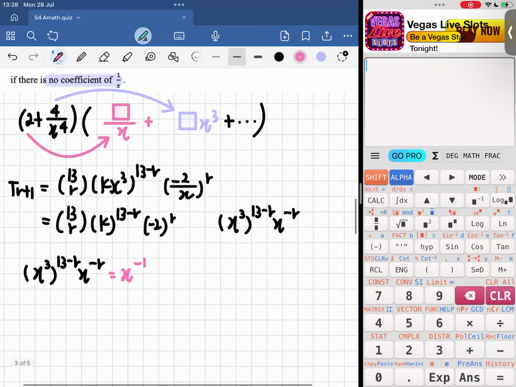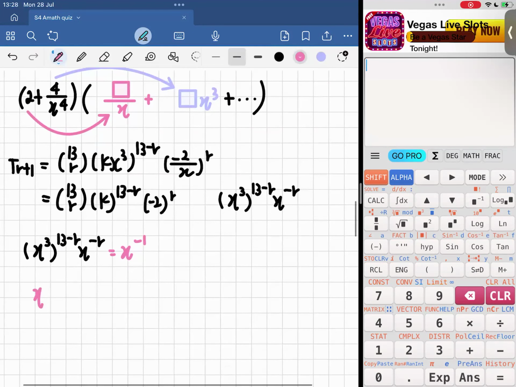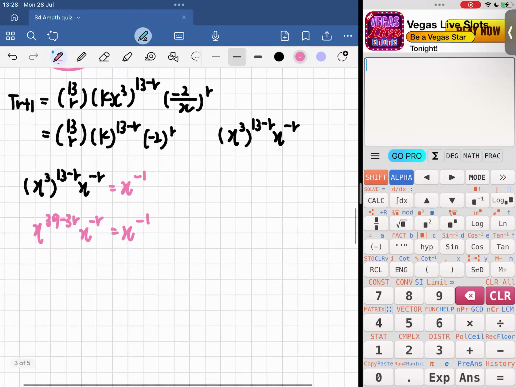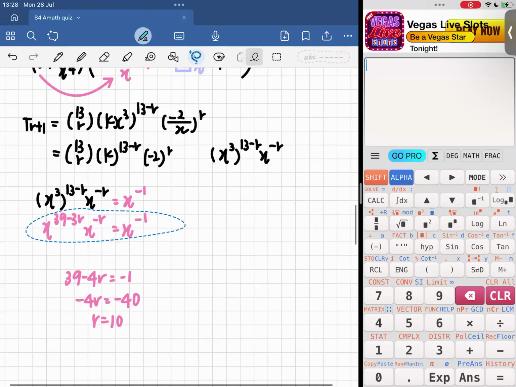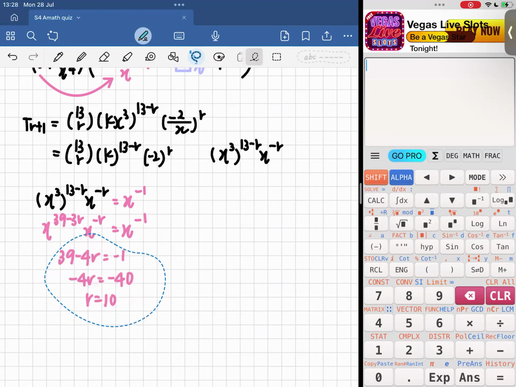Okay, so what we have here is this one, open up 39 minus 3r times negative r, x to the power negative 1. So what I have here is, combine the powers. I shortcut: minus 4r equals minus 40. r is 10. Remember, r must be a positive whole number. So for this part here, I managed to find r is 10 already, right?